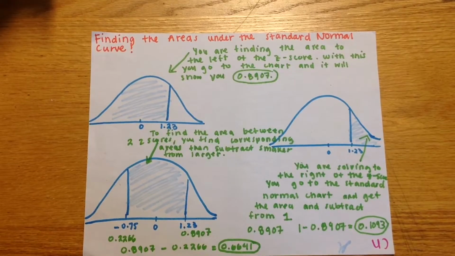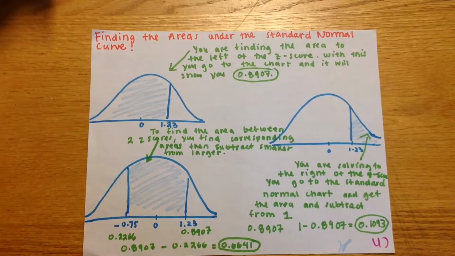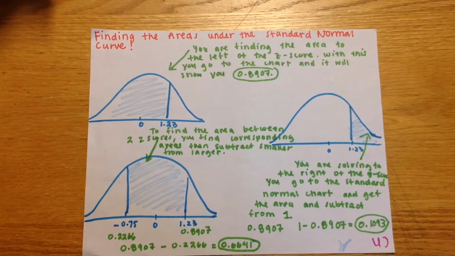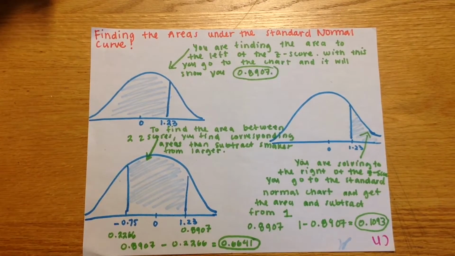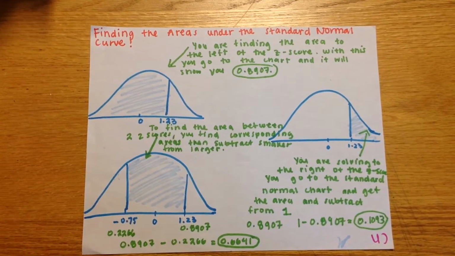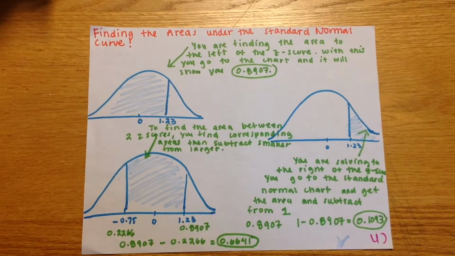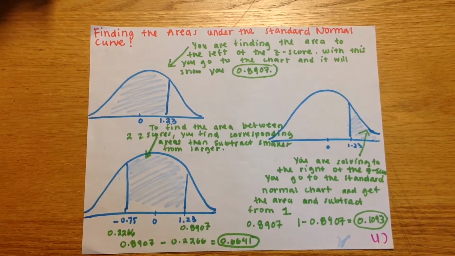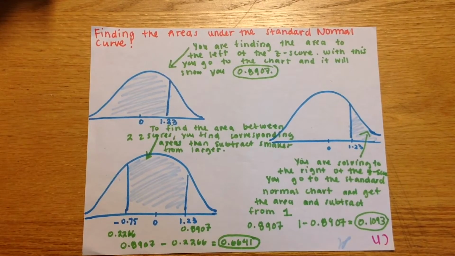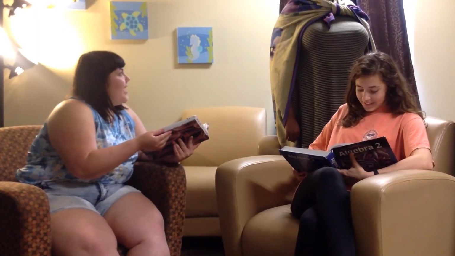You are solving to the right of the z-score. You go to the standard normal chart and get the area and subtract from 1. 1 minus 0.8907 is equal to 0.1093.